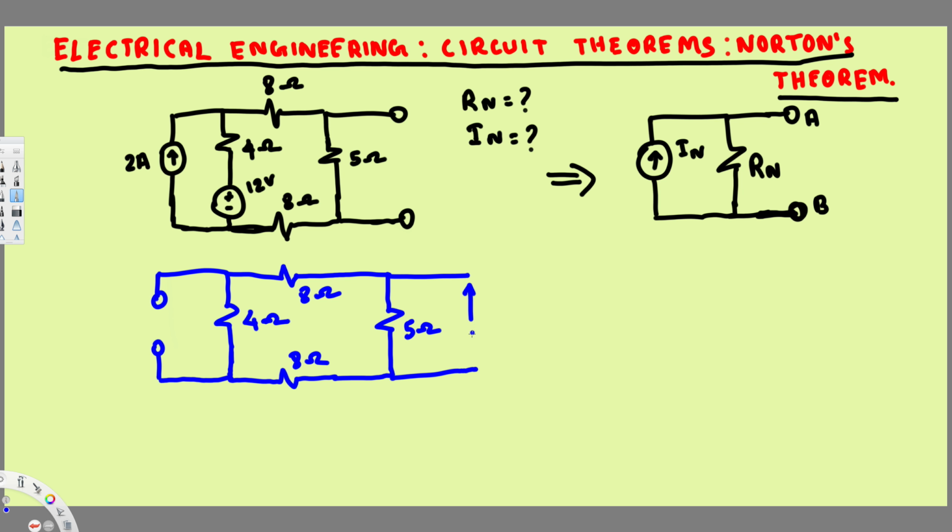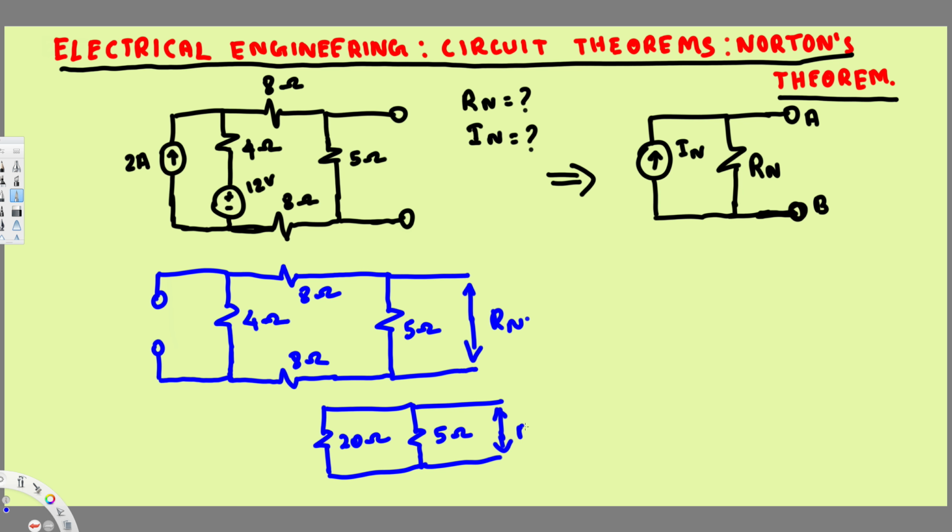Okay, so these three are in series, right? So 8 plus 4, 12, 12 plus 8, that's going to be 20. So 20 ohm is going to be in parallel with this 5 ohm, and that is R Norton. Now this is in parallel, so we can find the equivalent resistance by simply multiplying them and then dividing by the addition, right? 20 times 5 divided by 25, that's going to be 4 ohm. Therefore the Norton resistance is going to be equal to 4 ohm, right? And now we have found the Norton resistance.